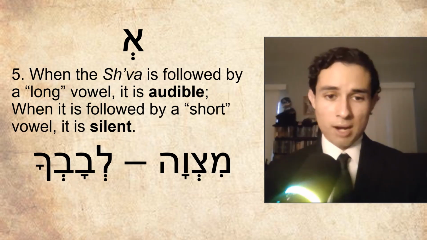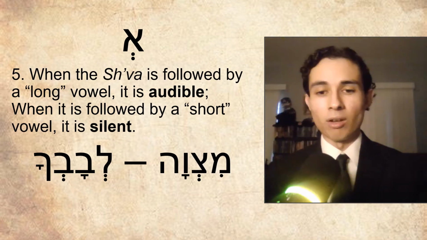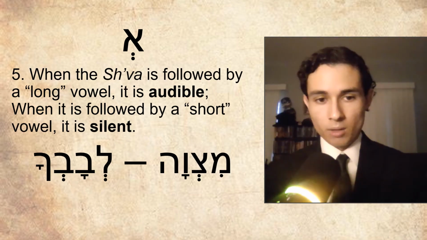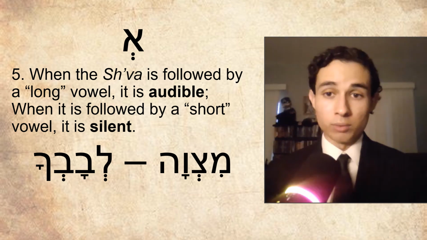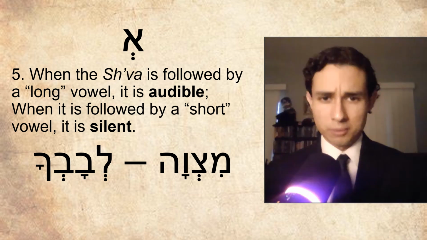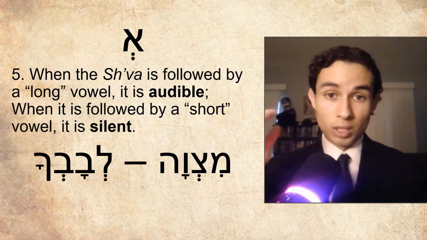So rule number 5 is when the shva is followed by a long vowel, it is audible. When it is followed by a short vowel, it is silent. Okay, so here's a rule that might seem awfully important. First off, what are long and short vowels? Well, that is where our handy charts come in.